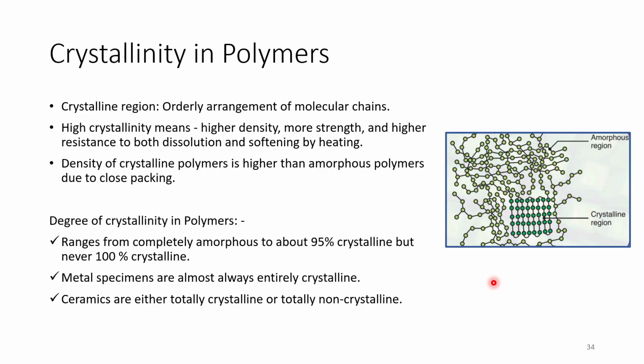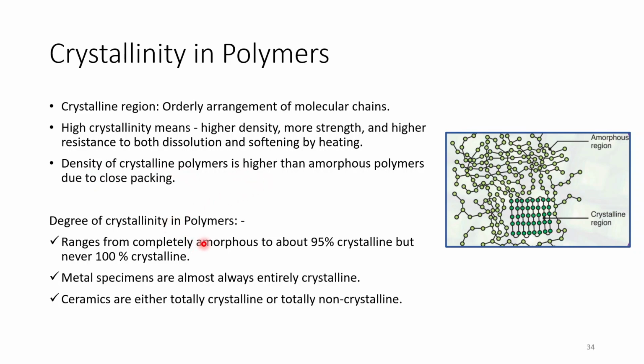Crystallinity in polymers. In case of crystalline region, as shown here, it is your crystalline region in case of polymers. So it is orderly arrangement of molecular chains, and high crystallinity means higher density, more strength and higher resistance to both dissolution and softening by heating. And density of crystalline polymers is higher than amorphous polymers due to close packing.